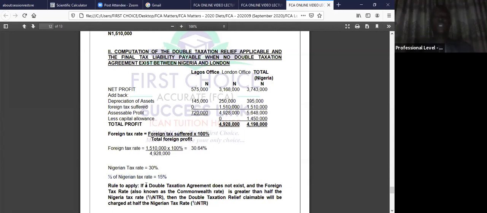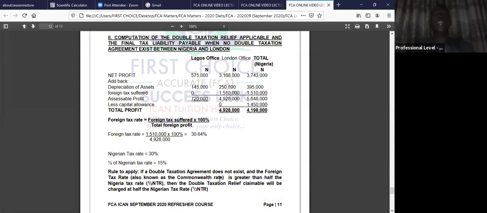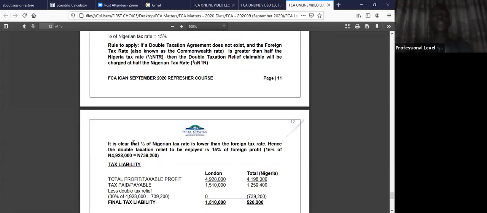The rule says if a double taxation agreement does not exist, and the foreign tax rate, which is also called the Commonwealth rate, is greater than 1/2 of Nigerian tax rate, so you can see that 30.64 is greater than 15, then the relief would be at 15%. So you can see clearly that this half of Nigerian tax rate is lower than the foreign tax rates, and so we are going to enjoy the relief at 15%.